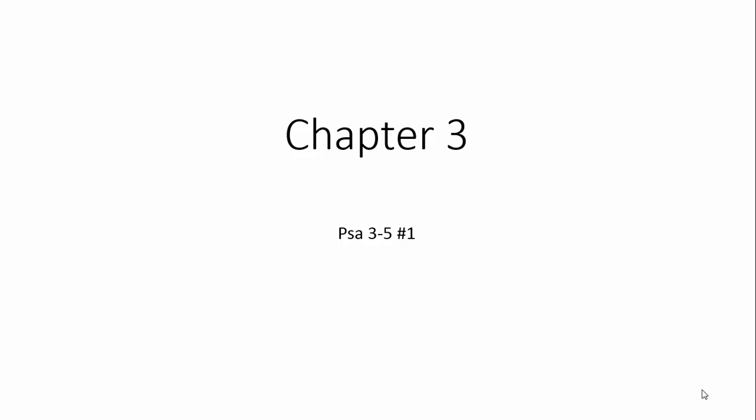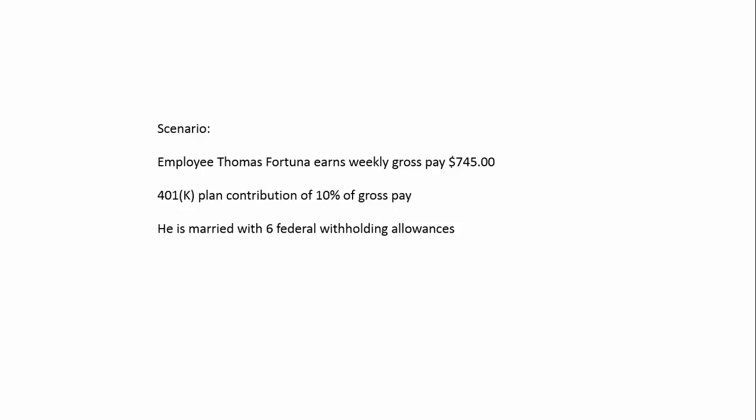In this video, I'm going to show you how to calculate federal income tax withholding using two methods. This is problem PSA 3-5 in your text on page 107. Number 1. Thomas Fortuna, married, 6 federal withholding allowances, earned weekly gross pay of $745. For each period, he makes a 401k retirement plan contribution of 10% of gross pay.